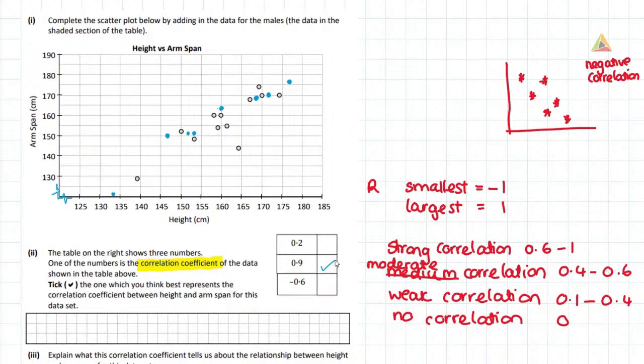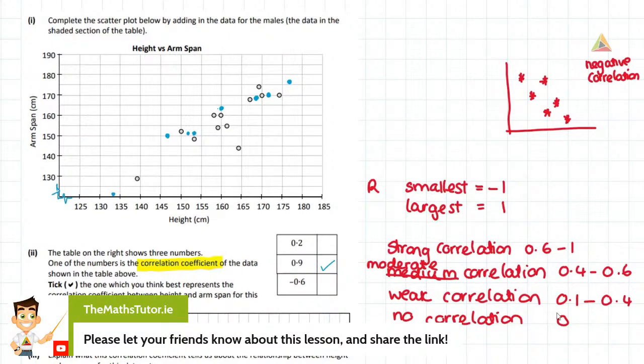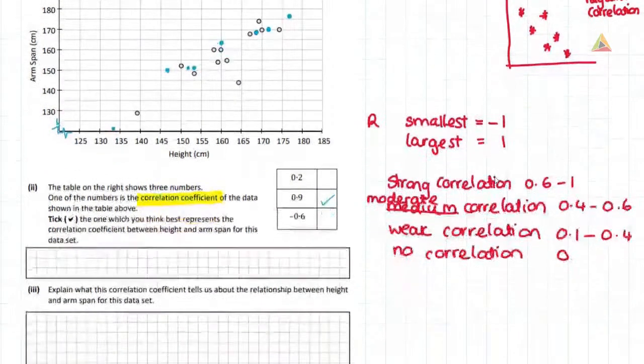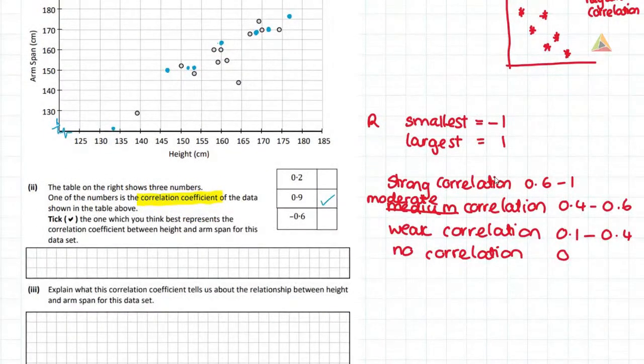So again, we're looking at whether it's strong, moderate, weak, or no correlation. And we're looking at whether it's a positive correlation or a negative correlation, whether it's making the line go up from left to right or down from left to right. And then we want to explain what's happening, or what does this correlation mean. So this correlation coefficient of 0.9 is going to tell us something in general, which is that there is strong positive correlation.